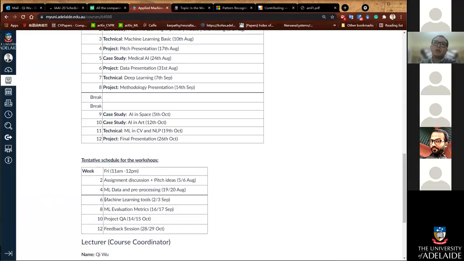And also machine learning tools. We will introduce, for example, MATLAB. It has a lot of implemented machine learning algorithms. We will introduce PyTorch. If you know deep learning, you must know PyTorch and TensorFlow, which is from Google. Both PyTorch and TensorFlow are based on Python, and they have been used widely in deep learning.